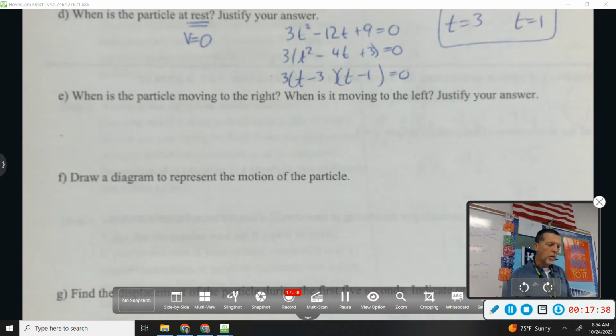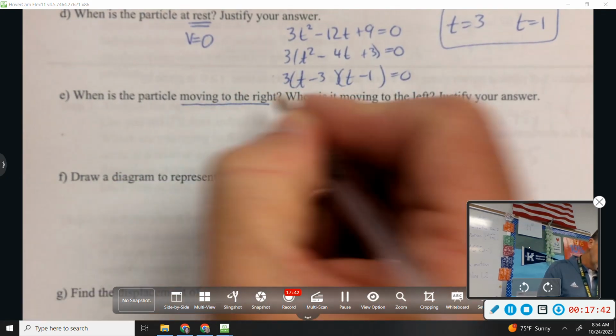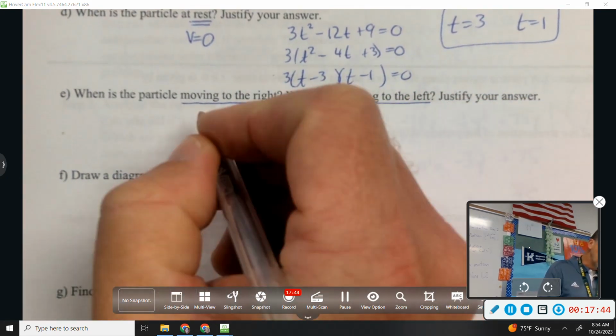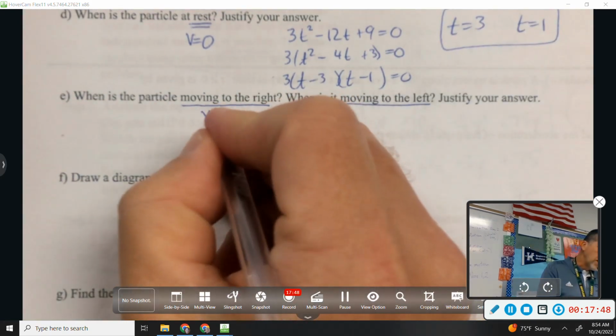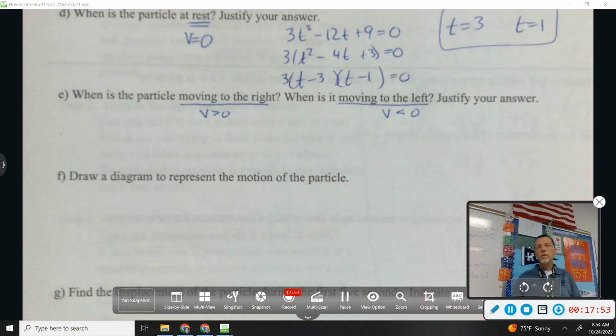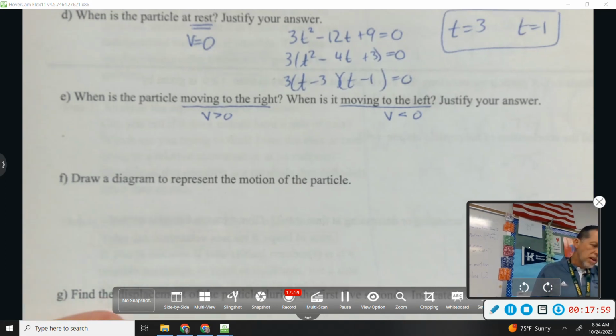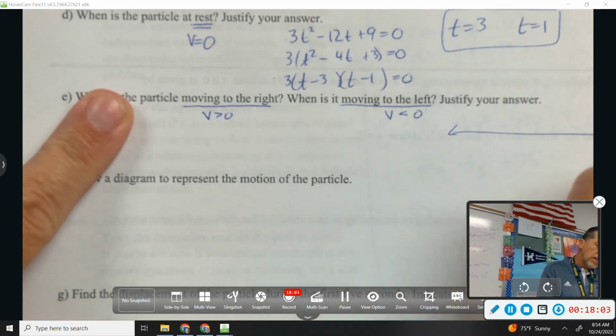All right, when is the particle moving to the right? When is the particle moving to the left? Well, moving to the right, what does that mean? Velocity is positive. Moving to the left, velocity is negative. So we've mostly justified our answer. We don't even have an answer yet, but we know what we're looking for. Okay, well, we know where velocity is 0. That's 1 and 3.